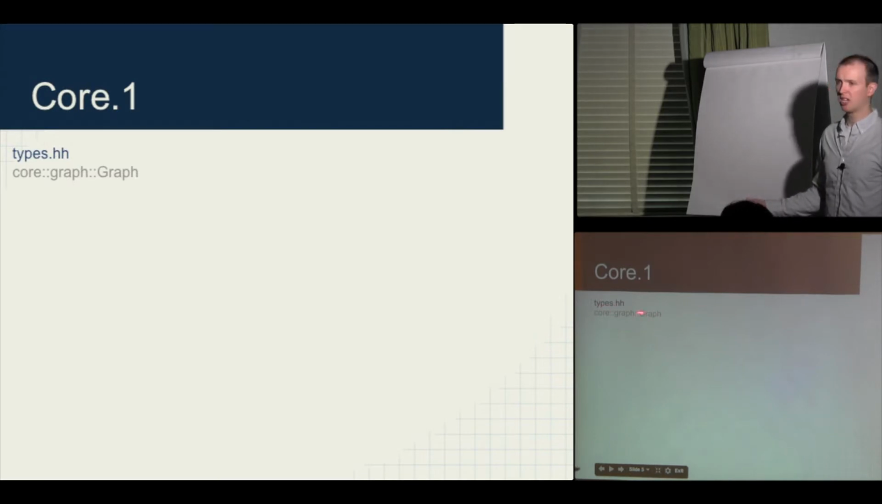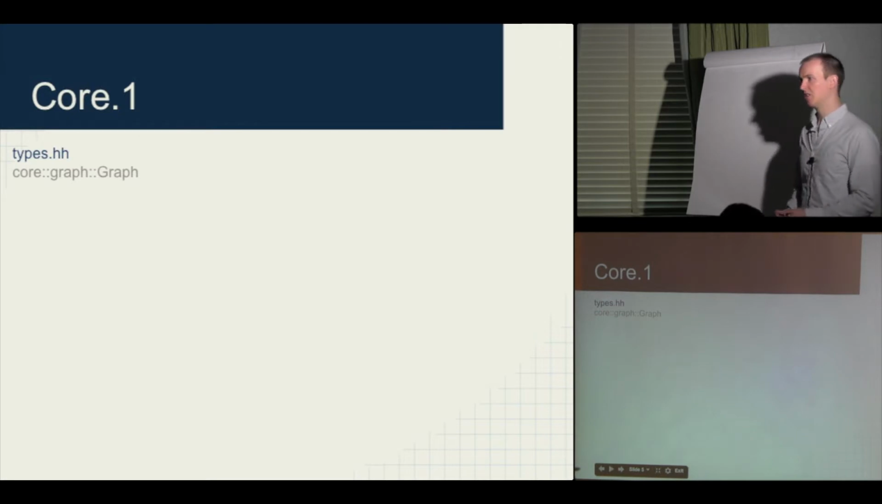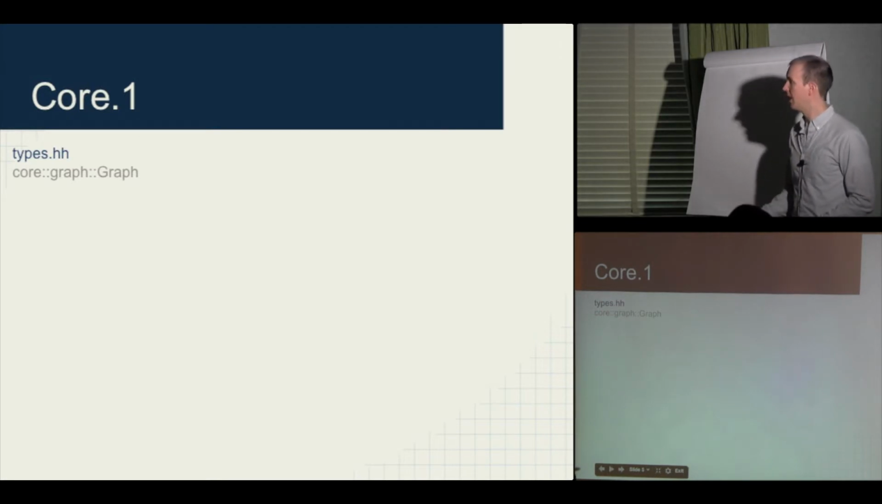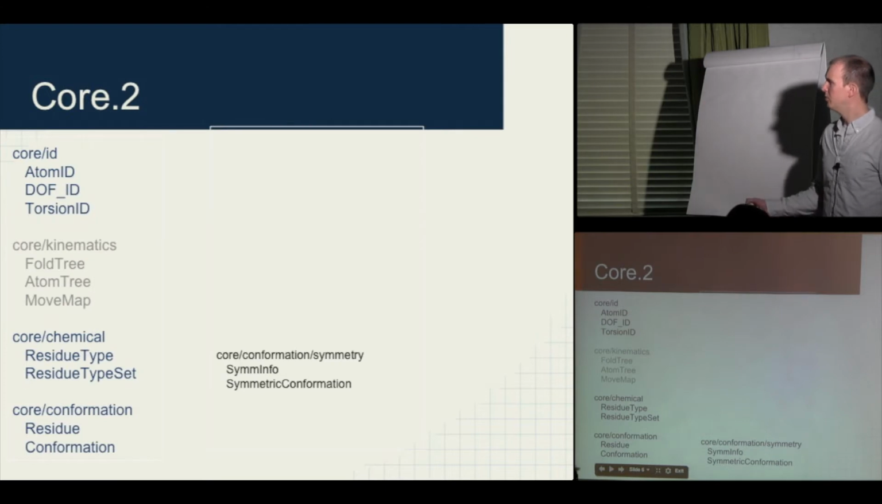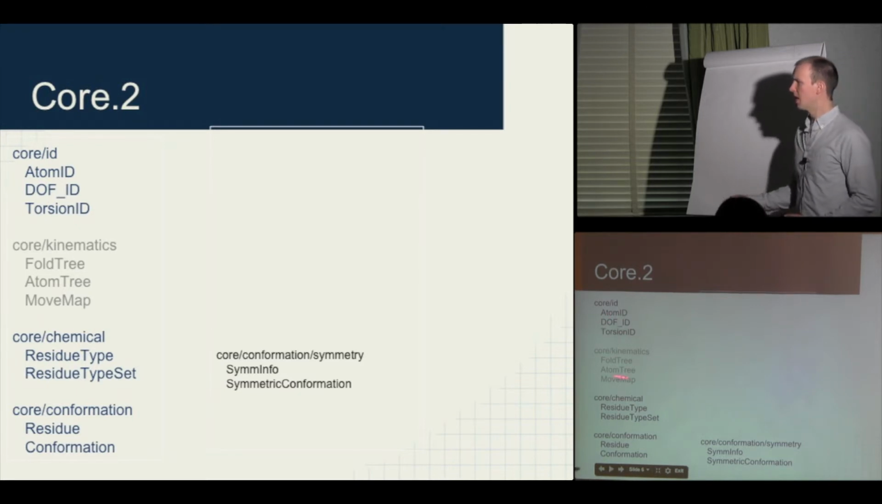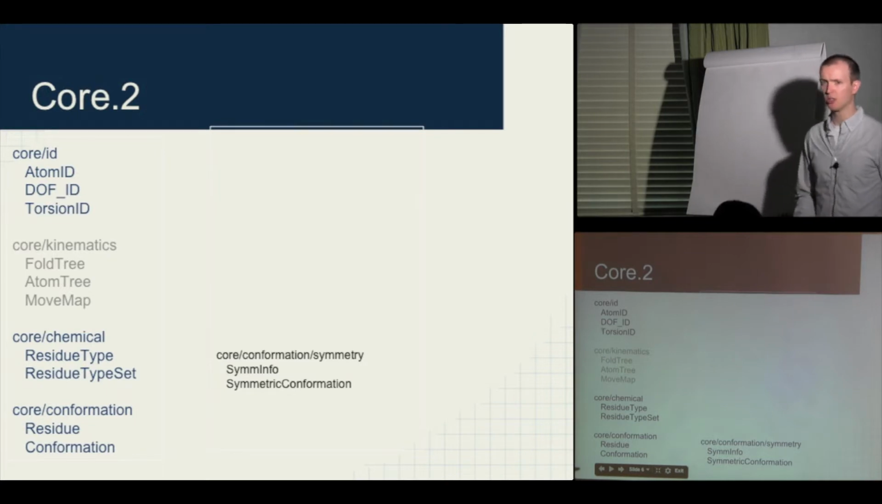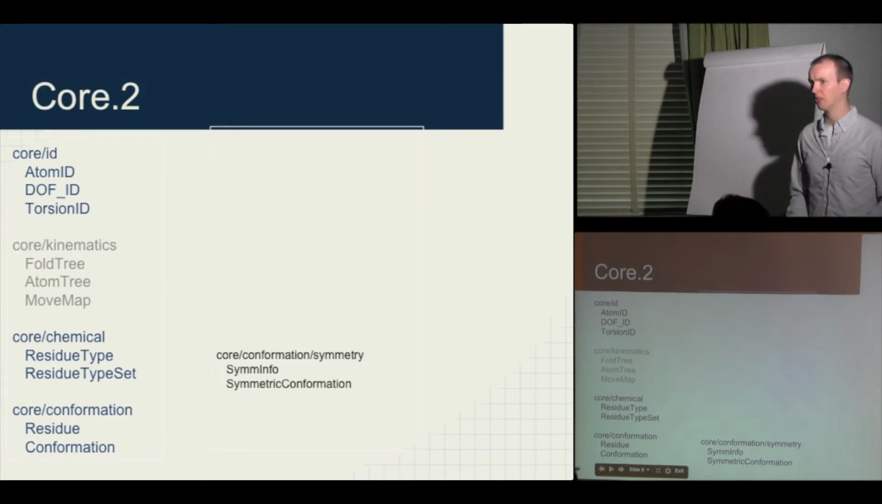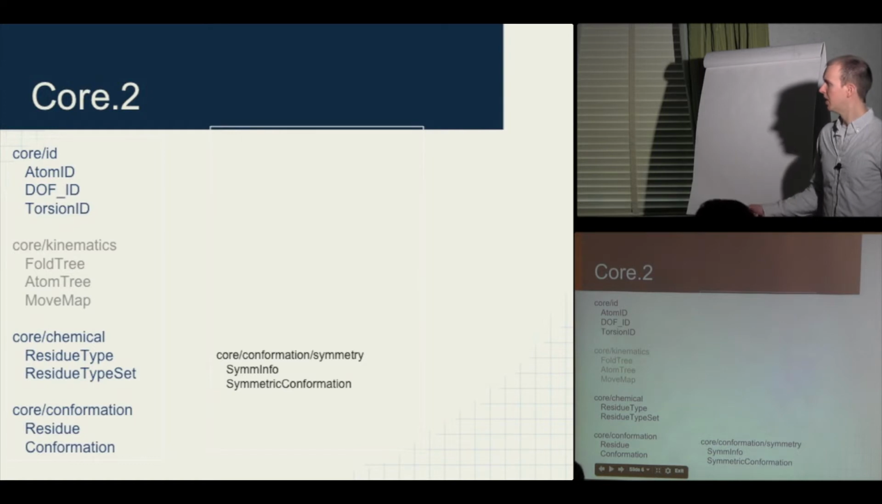Also in Core 1 is this types.hh, which is where the size and real typedefs are defined. In Core 2, we have the ID directory, which has atom ID, DOF ID, and torsion ID, which are just indices into other data structures for atoms, DOFs, and torsions. I'm not going to talk about core kinematics, which is also part of Core 2, but that will be covered in greater detail this afternoon.